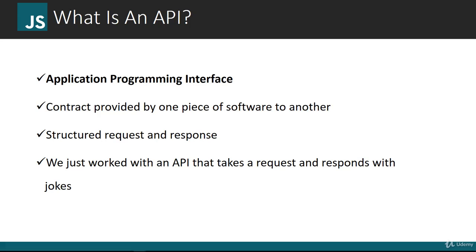Now, the last video was a perfect example of a web API. It takes a request, which was the URL along with the number of jokes that we wanted, and it processed that, and then it sent back a response formatted as JSON with the Chuck Norris jokes. Okay, that's a web API.